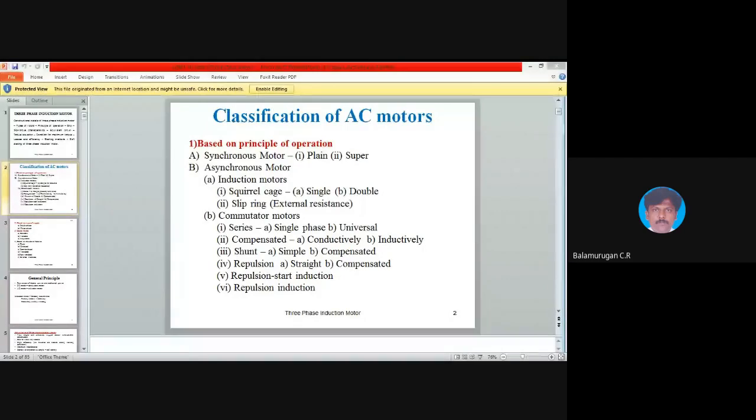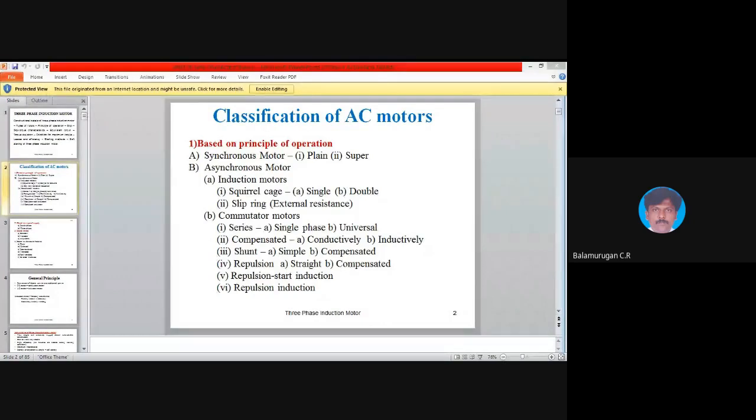So these are some of the advantages. Cost-wise, construction-wise, output-wise, maintenance-wise, and starting-wise. Now if you want to vary the speed, some motors will be used for constant speed application, and some motors will be used for variable speed application. Similar to DC, the shunt motor will almost always be used for constant speed application, and the series motor will be used for variable speed application. Similarly, in AC also we'll have a constant speed motor and a variable speed motor.